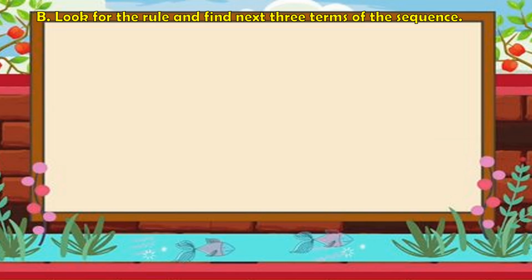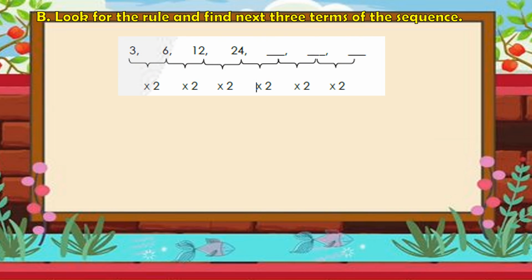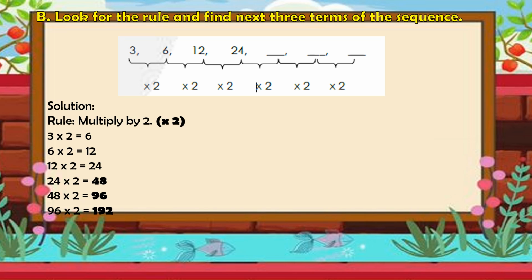For letter B, look for the rule and find the next 3 terms of the sequence. So we have 3, 6, 12, 24, blank, blank, blank. So the solution will be, the rule is multiply by 2 or times 2. So we have 3 times 2 is equal to 6. Then 6 times 2 is equal to 12. And 12 times 2 is equal to 24. And then 24 times 2 is equal to 48. So 48 will be the next term.